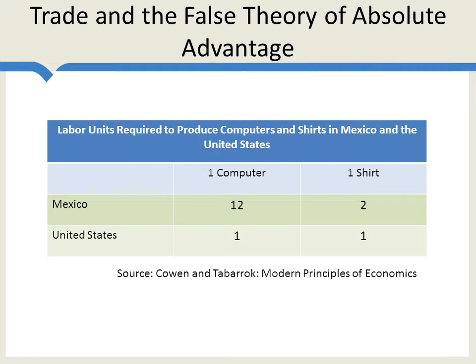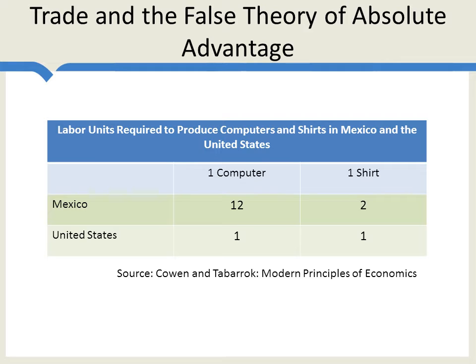Now let's compare with the United States. To make it simple, we'll suppose that in the United States it takes just 1 unit of labor to make one computer and 1 unit of labor to create one shirt. Now, from the absolute advantage theory of trade, it may seem obvious that there in fact will be no trade here. It may seem obvious that the United States will outcompete Mexico on all margins.